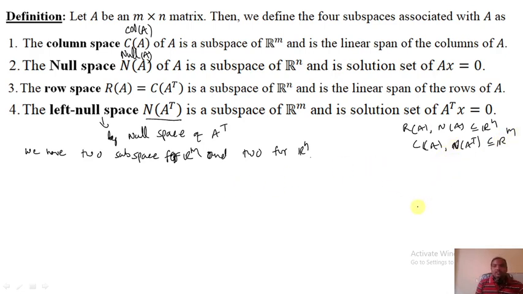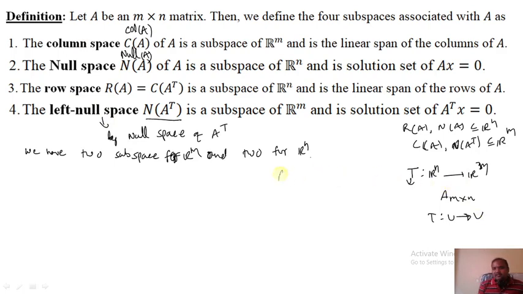Now the same thing we already discussed. When we were discussing a transformation T from Rn to Rm, corresponding to this linear transformation we wrote a matrix, which is an M by N matrix. Corresponding to this transformation T from U to V, we found the range space and the null space, the two spaces. Corresponding to this matrix, we get four subspaces, including the column space and the left null space.